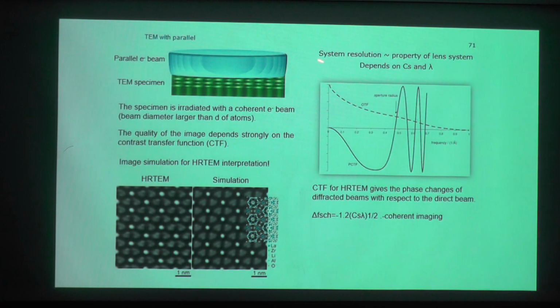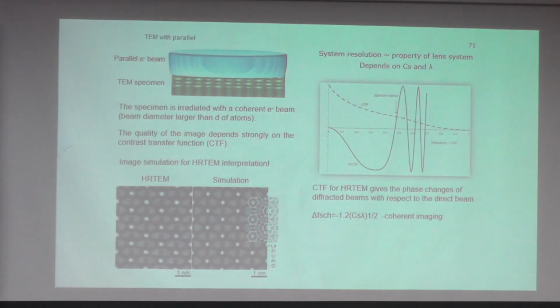As you know, the resolution of our system depends on the properties of the lens system, like Cs and wavelength. The CTF, contrast transfer function, for HRTEM gives the phase change of diffracted beams with respect to the direct beam, and only at the specific defocus, the so-called Scherzer defocus, can you get the atomic columns resolved. For coherent imaging, this is minus 1.2 times the square root of Cs lambda. In other cases, you need to make a simulation.